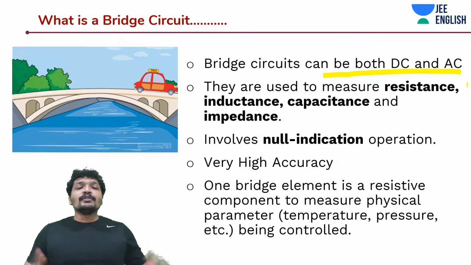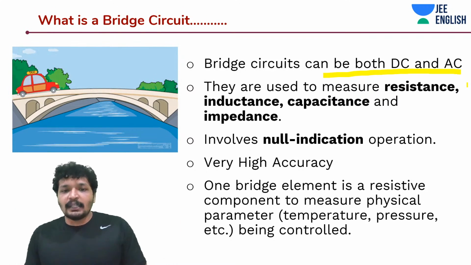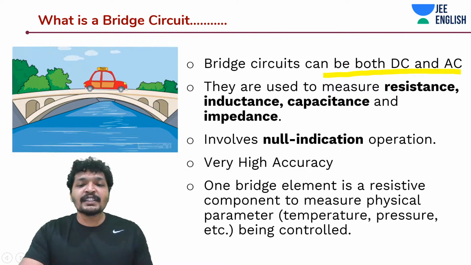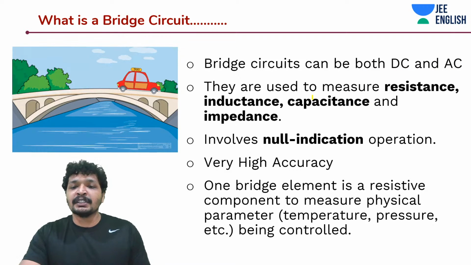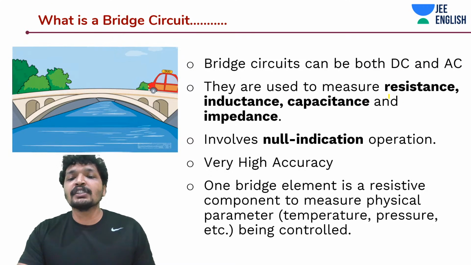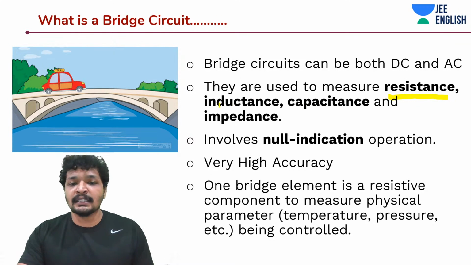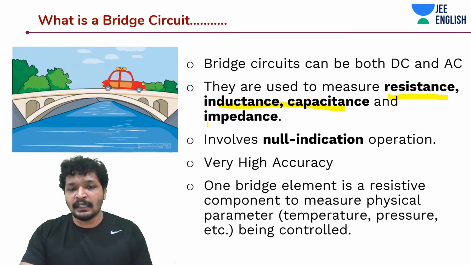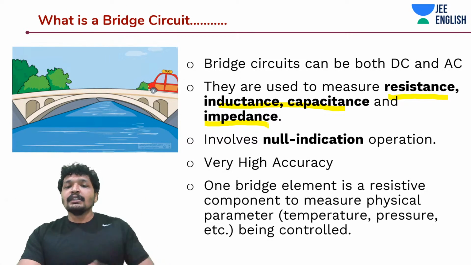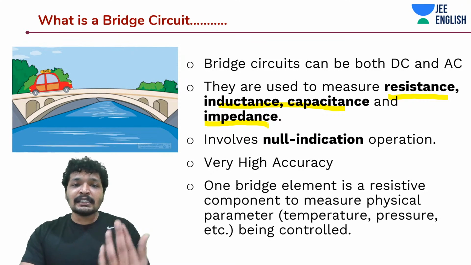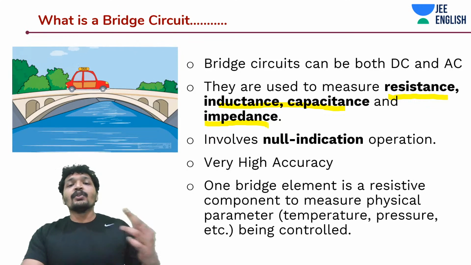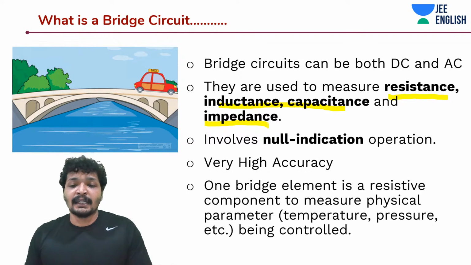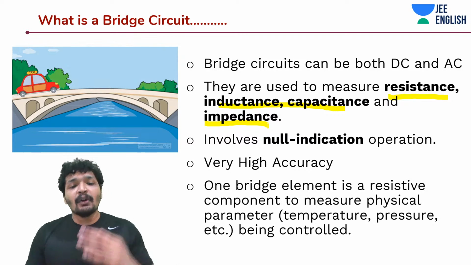Okay, now getting into what is a bridge circuit. Bridge circuits can be both DC and AC. They are a specific kind of circuit which is used to measure physical quantities, based on resistance, inductance and capacitance. Impedance is nothing but it's dependent upon resistance, inductance and capacitance. These components are used to measure some real life parameters, like temperature, sometimes pressure, whatever it is.